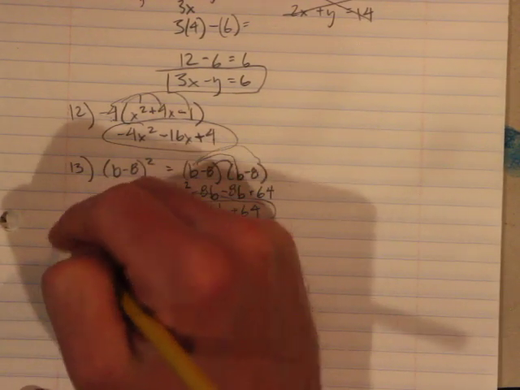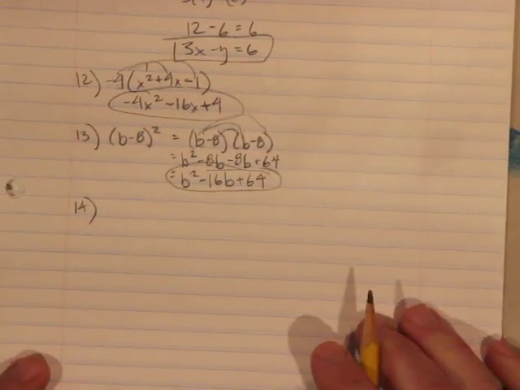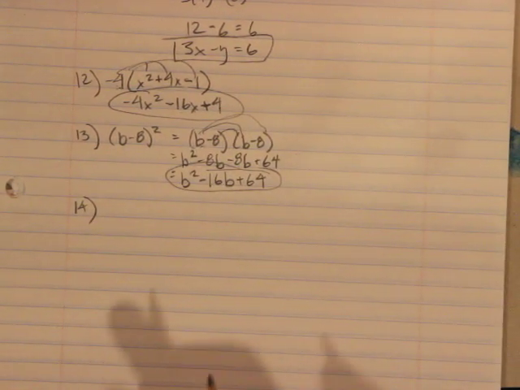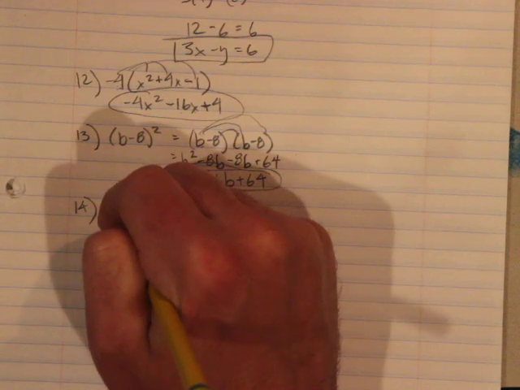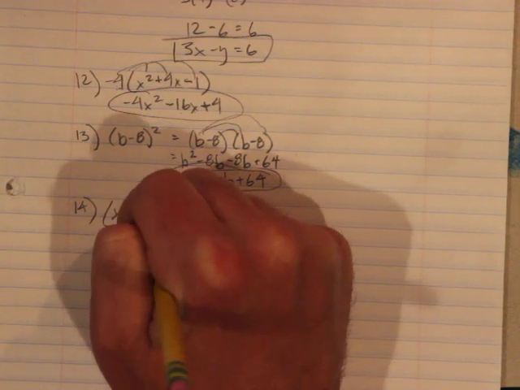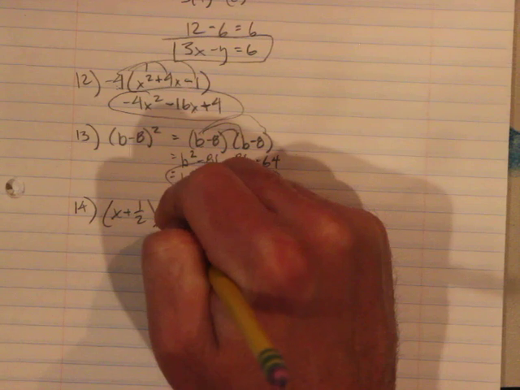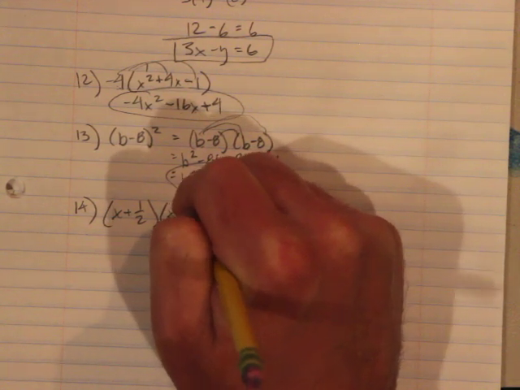Number 14 is next. Number 14, ooh, x plus 1/2 times x plus 1/4.